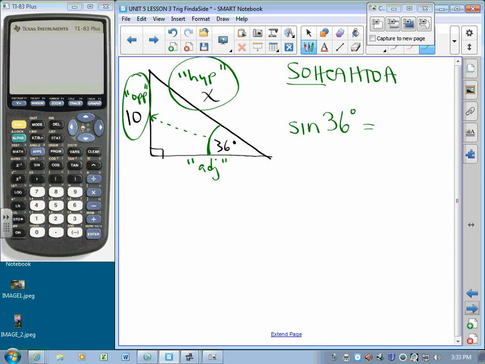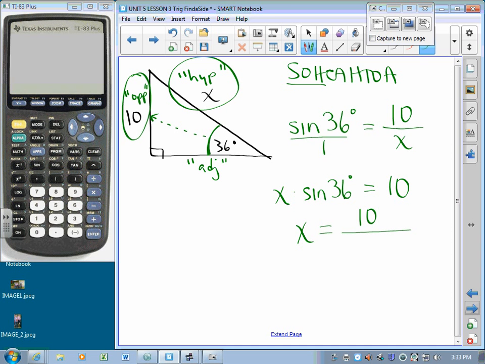Sine of what? Sine of 36 degrees. Is it x over 10 or 10 over x? Well, in this case, it is 10 over x, because we're looking for sine that's opposite over hypotenuse. Well, I'll cross multiply. X times the sine of 36 is equal to 10. So x is 10 divided by the sine of 36.